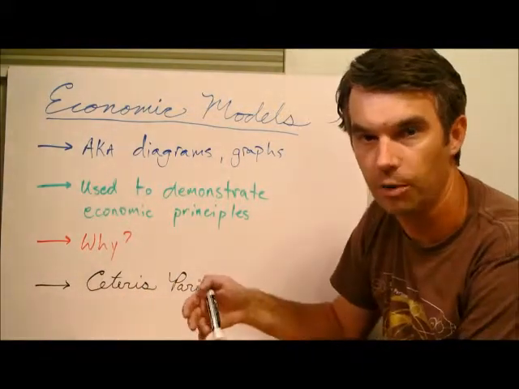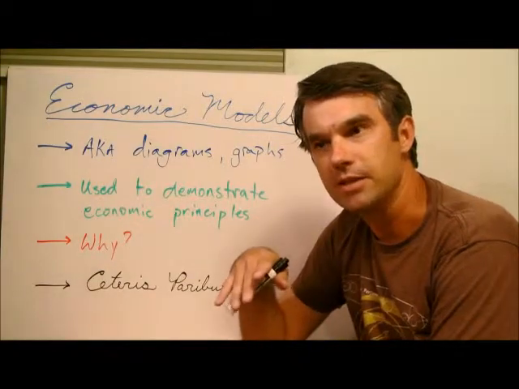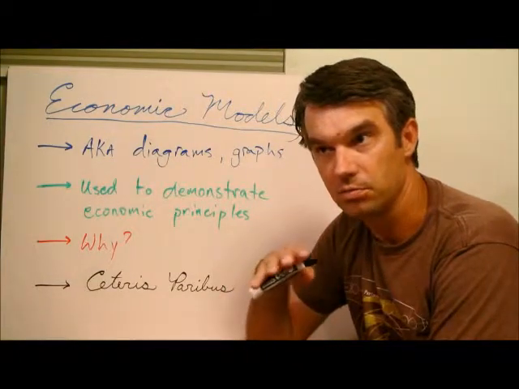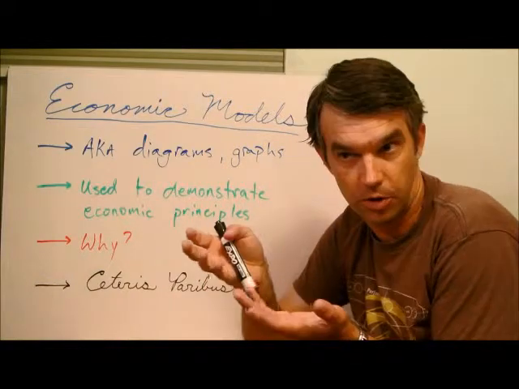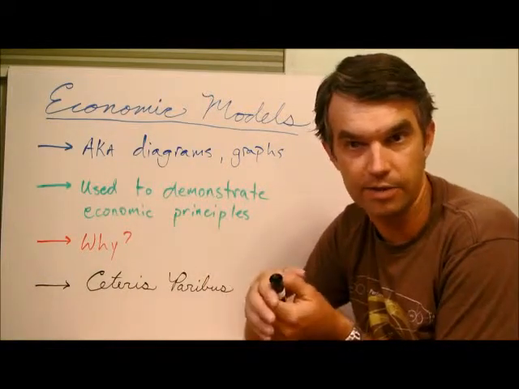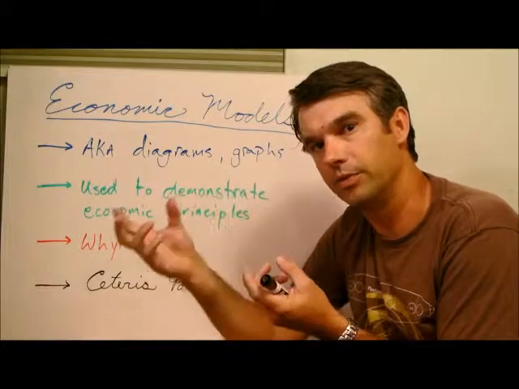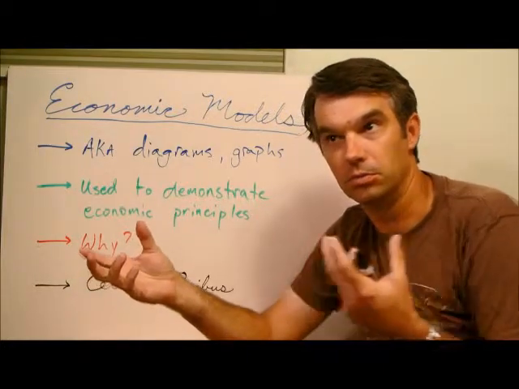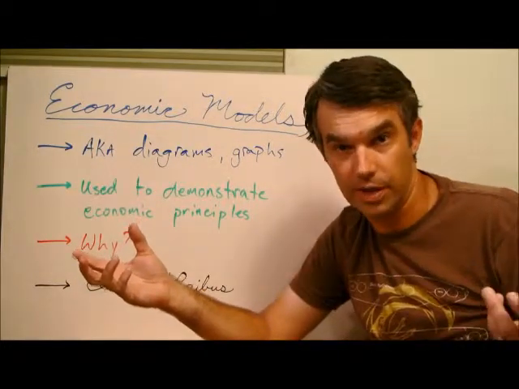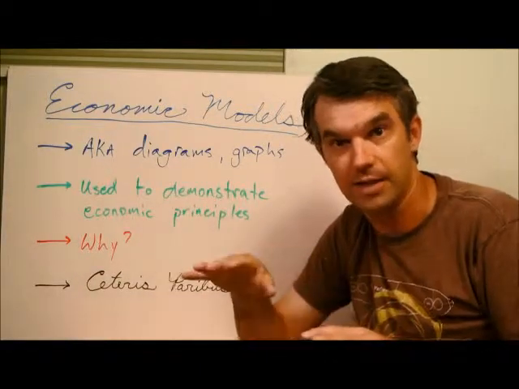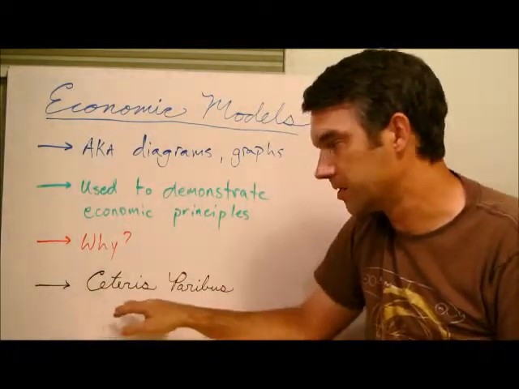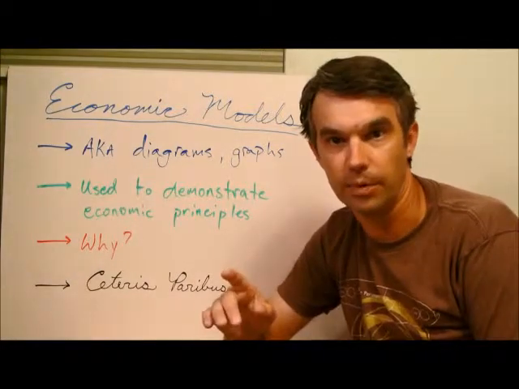C-E-T-E-R-I-S-P-A-R-I-B-U-S. Ceteris paribus. And all that means is that we're going to hold everything else the same. So when we're talking about something, for example, the price of handbags, we're not going to compare Louis Vuitton handbags to knockoff Louis Vuitton bags. We're going to compare apples to apples, and that's it. Ceteris paribus allows us to change just one variable.